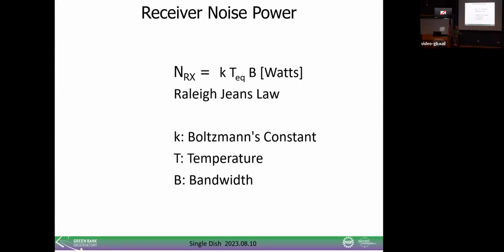So basically, we operate in the realm of Rayleigh-Jeans black body radiation, so we can describe all this analysis with just a simple linear equation, kTB, with Boltzmann's constant, temperature, and bandwidth. And that's pretty much what we're using when we're calculating system temperatures, this equation for all the components.